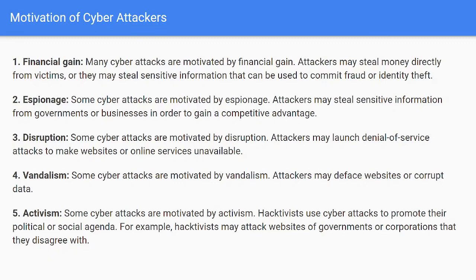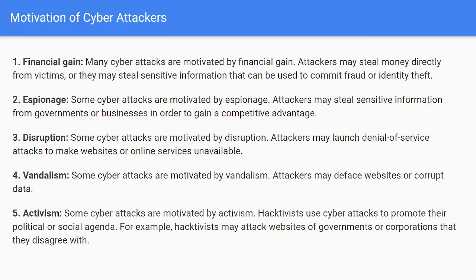You understand? And number two is espionage. So cyber attacks are motivated by espionage. Attackers may steal sensitive information from government or businesses in order to gain competitive advantage. So basically this is like when there are two competitors and you want to steal information so that you'll be on top. You want to know, okay, this is what this person is doing. You even know that this person wants to produce something, so you can produce your own first, and then you can also have a share of the market.